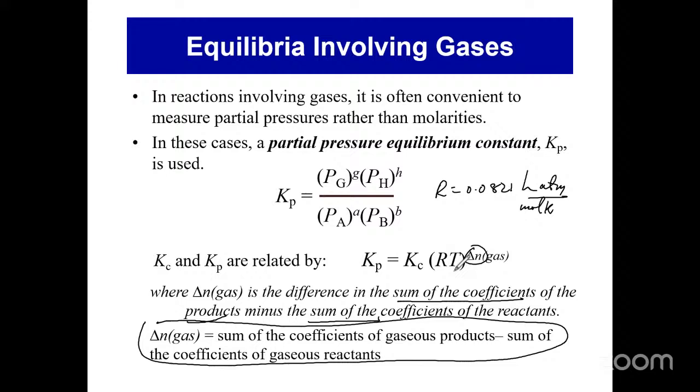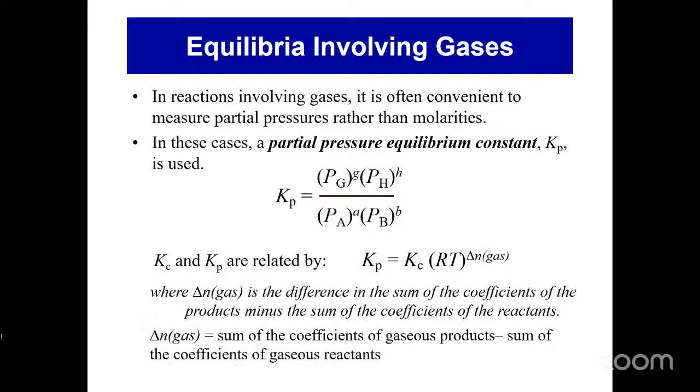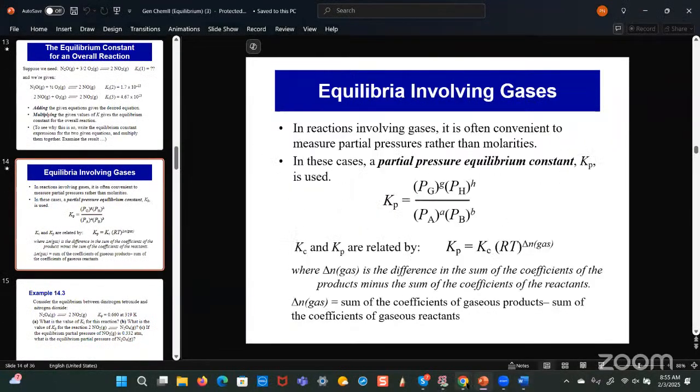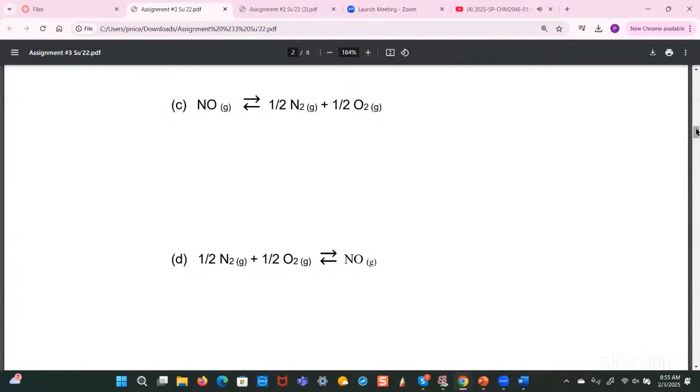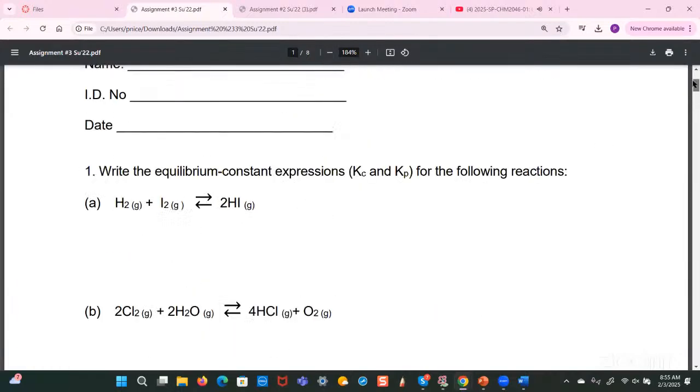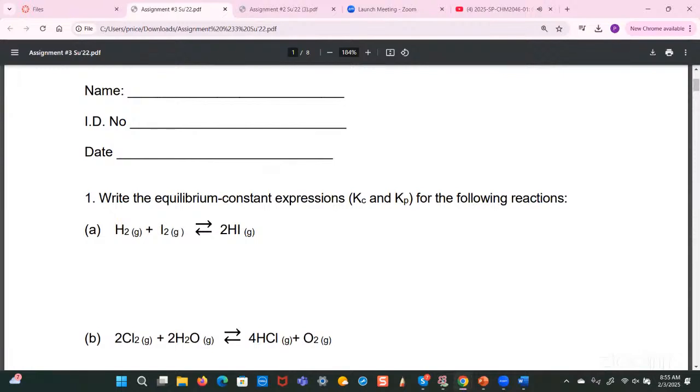Oh, so we can go back now to question number 1, because remember question number 1 is asking for you to calculate Kc, which we have done already, right? So now we need to calculate Kp, because the question asks that as well. So let me clear this and go back to the assignment. Okay, so I'm scrolling back up to question number 1. So let me help you with the first one.